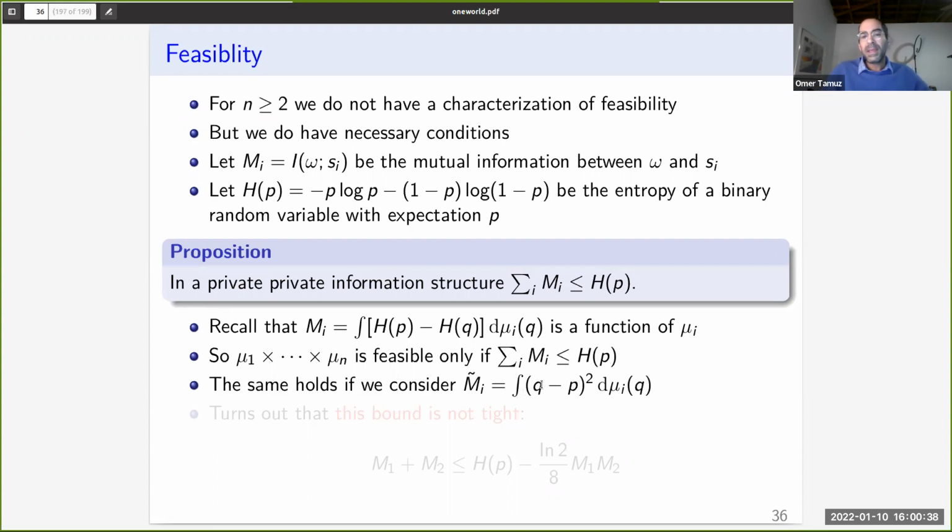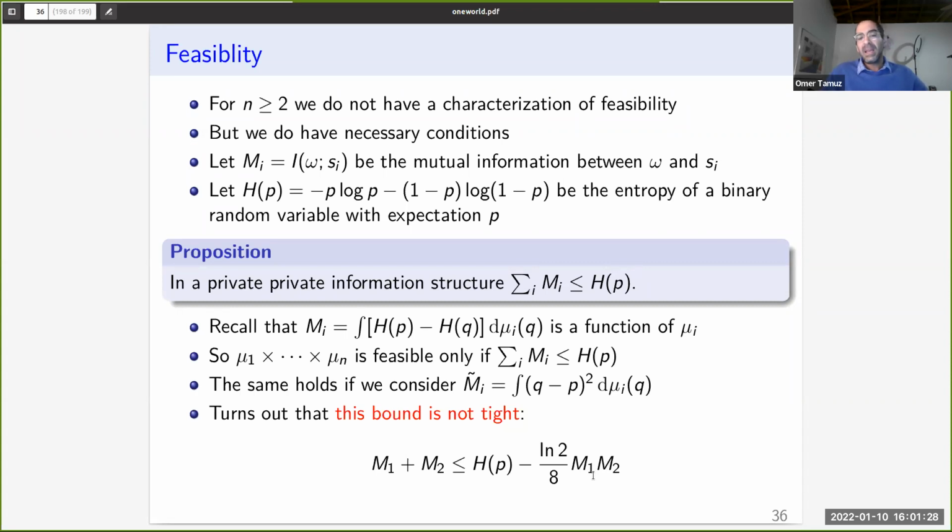So I want to end with one thing. If we go back to mutual information, so the sum of these MIs is at most H(p), you can ask, is this tight? And the answer that surprised us, at least, is that it's not tight. And in fact, you can prove a stronger general bound. This is a fairly standard proof, but the one at the bottom takes a little bit more work, and I think it might have some interest on its own. Basically, what this says is that if S1 and S2 are independent random variables, then the sum of their mutual informations regarding a third random variable omega is at most the entropy of omega minus some universal constant times the product of their mutual informations.